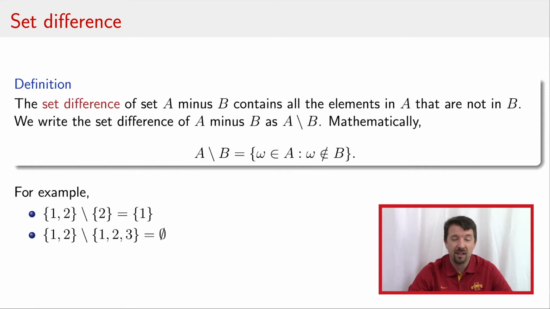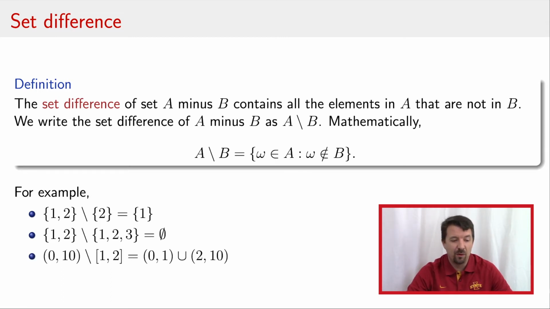Another example here, we have the set {1, 2} minus the set {1, 2, 3}. Here's where it's key: we just look at the first set, {1, 2}, and we get rid of any elements that are in the second set. Does the first set's element 1 appear in the second set? It does, so get rid of that element. Does it have element 2 in the second set? It does, so get rid of it. Now we're left with no elements, so we just have the empty set. I mentioned that because you'll notice the second set had the number 3, and when we're taking a set difference, extra elements in the second set are just irrelevant.